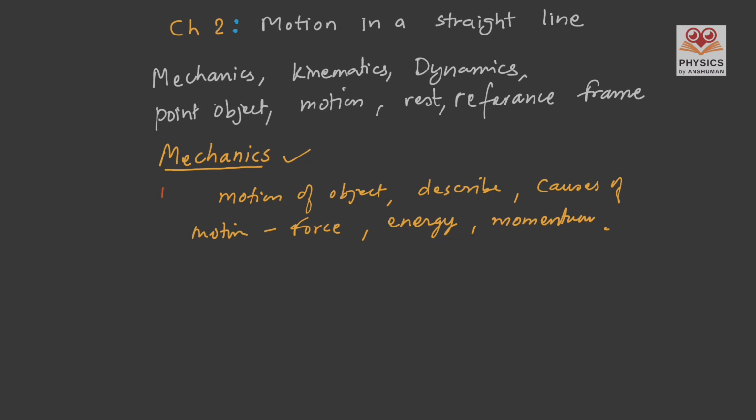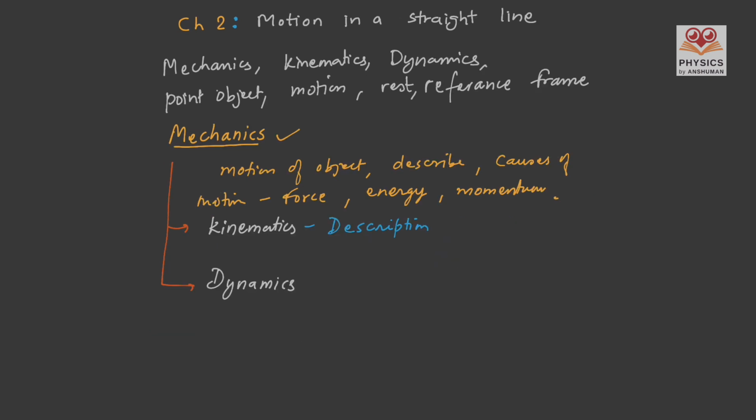Mechanics is further divided into two parts. The first part is called kinematics, and the second part is dynamics. Kinematics is all about description of motion, so how to describe that the motion has happened. And dynamics is the study of the causes of motion, so we try to find out why the motion happened. So in dynamics, we study the cause of motion, and in kinematics, we study how to describe the motion.